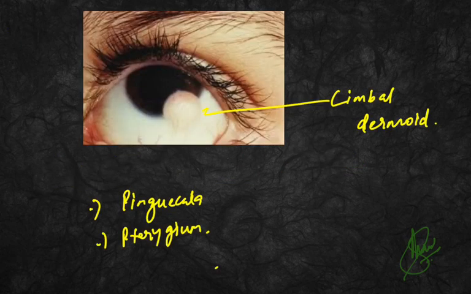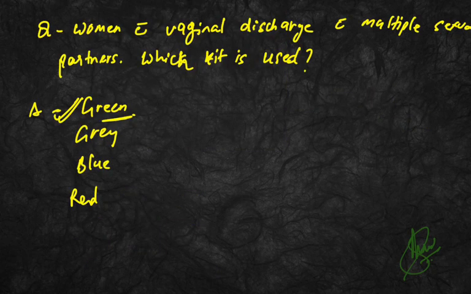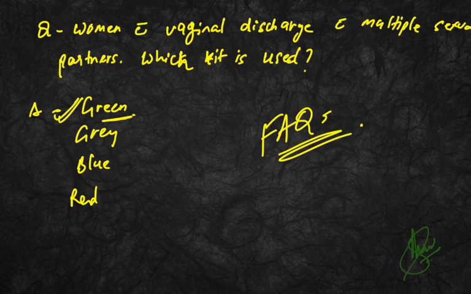This image was given, which is limbal dermoid. It is not pinguecula and it is not pterygium. Now, women with vaginal discharge with multiple sexual partners, which of the following kits is used? This is a very frequently asked question, and the answer is the green kit. You have to study all the types of kits.